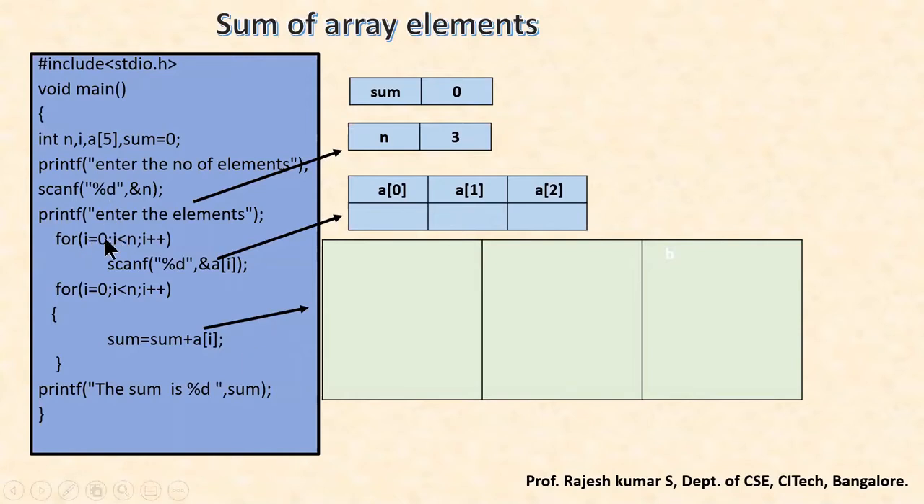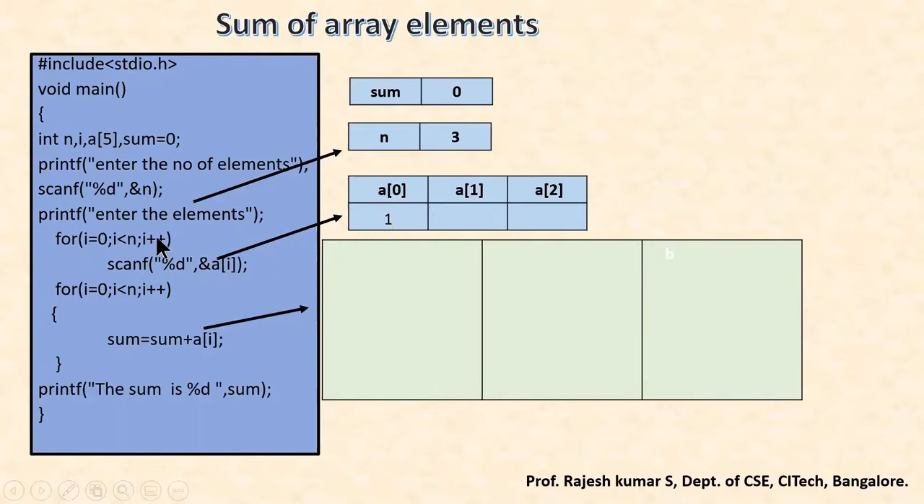So now i is equal to 0, i less than n. n is nothing but 3, means 0 less than 3. This for loop will repeat 3 times because the first condition, 0 is less than 3. Yes, the condition is true. It will come inside the for loop. The very first value will be stored at the location e of 0. Assume that we have stored 1.